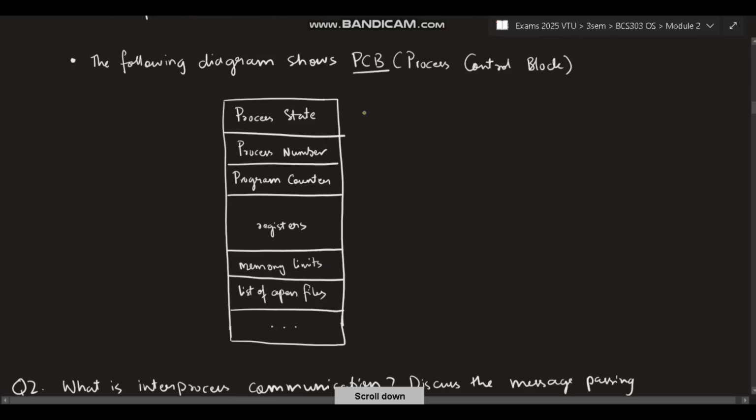Okay, so this is all you have to make in the PCB. 1, 2, 3, 4, 5, 6 things you have to make. After that, make it as a dot, because further information will also be present, which is needed to execute a process. Okay, so that's all for the first question.